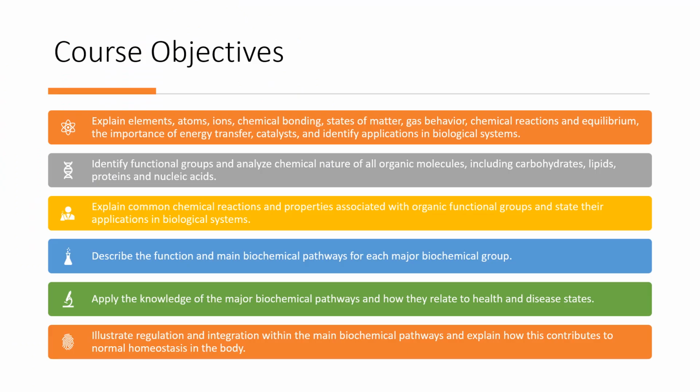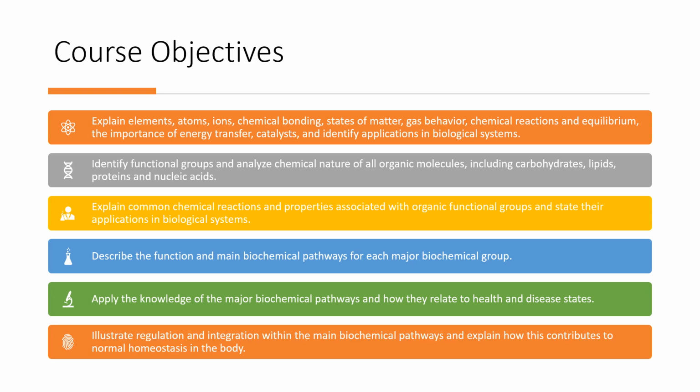The course objectives for Biochemistry 302 are as follows. You'll be able to explain the elements, atoms, ions, chemical bonding, states of matter, gas behavior, chemical reactions and equilibrium, and the importance of energy transfer, catalysts, and identify applications in biological systems.